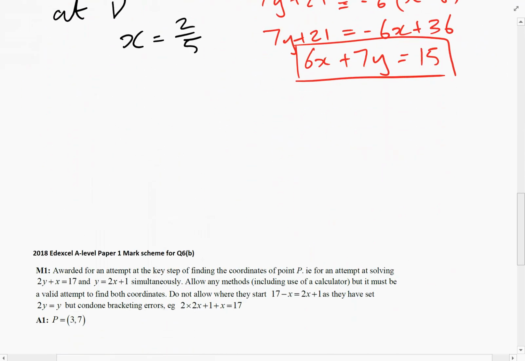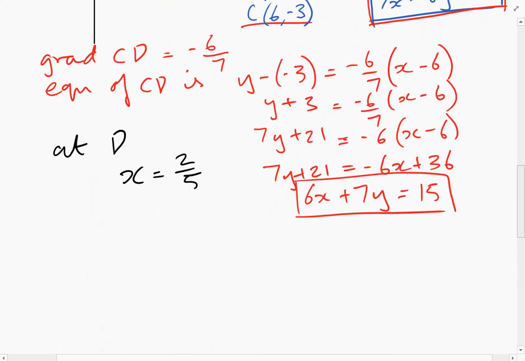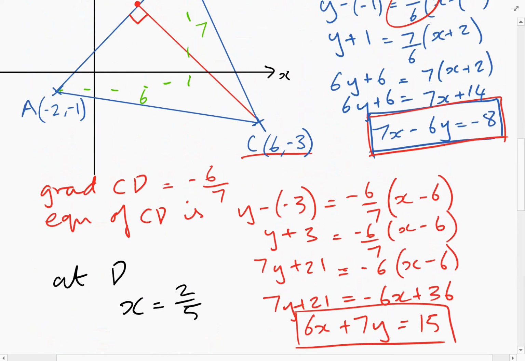Just in case you're not sure about using your calculator to do that, it really is fine. Here is a question from a couple of years ago on the new linear specification, and it says here, in order to solve these two simultaneous equations, in the mark scheme it says you're allowed to use any methods including use of a calculator. Okay, so it is fine to solve quadratics and linear simultaneous equations by using your calculator the way we just did.